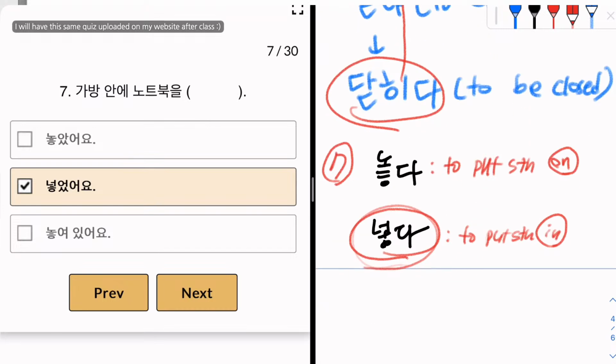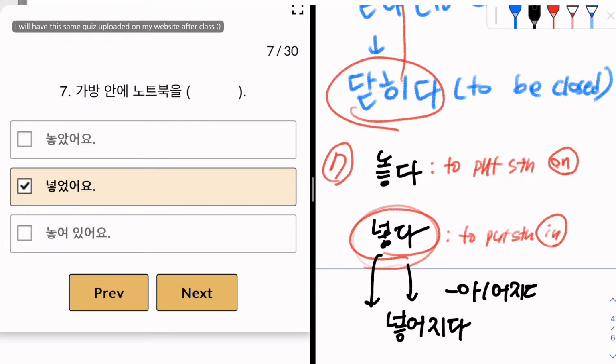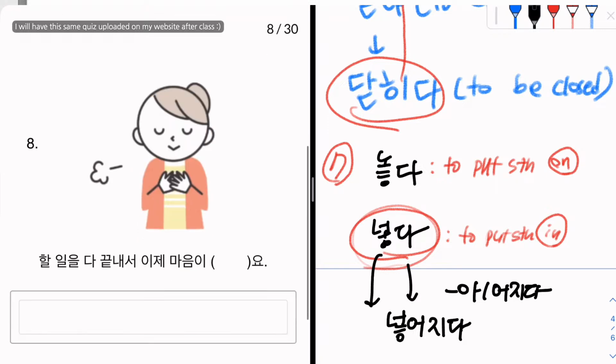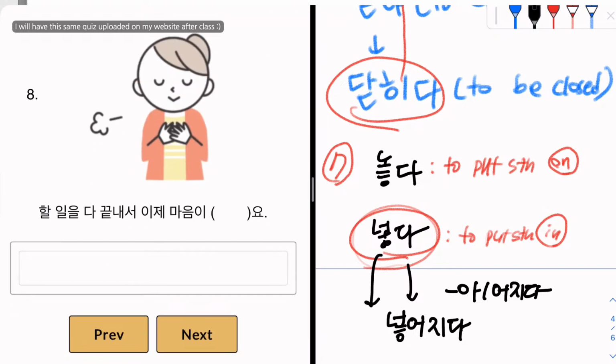And just in case you're curious, 넣다's passive form is 넣어지다. For 넣다's passive form, you need to be putting 지다, which we'll learn in our next class. 가방 안에 노트북을 넣었어요. 그 다음에 let's move on to this one.